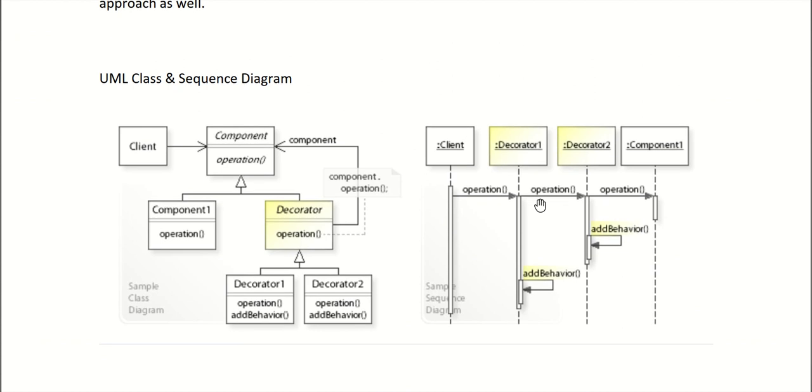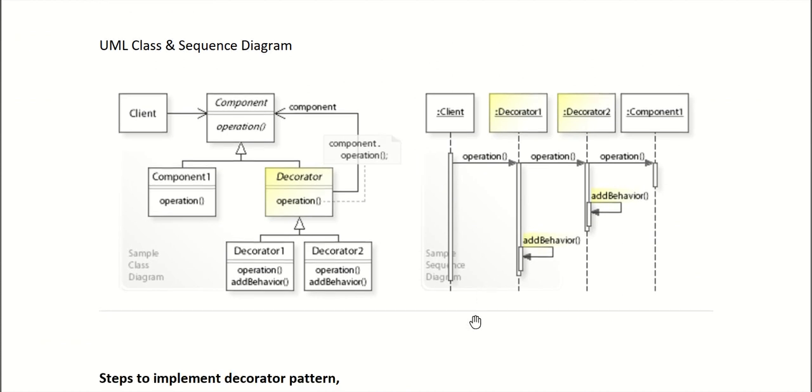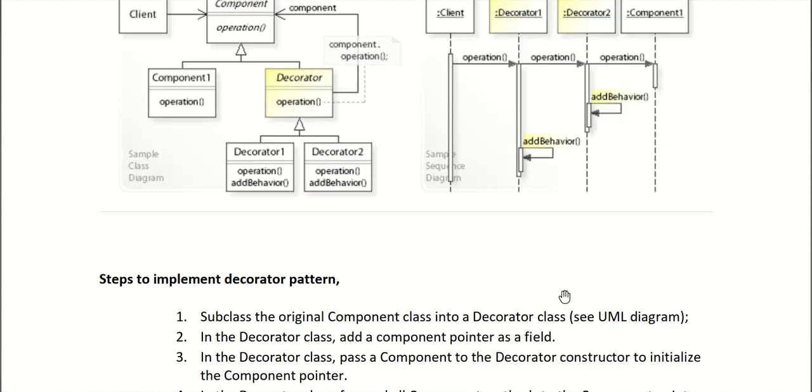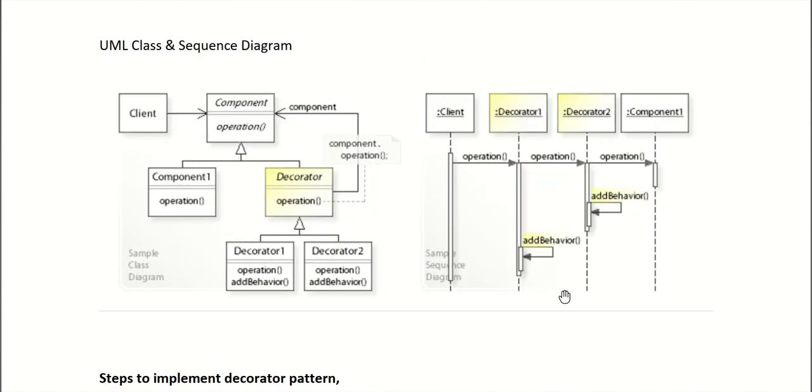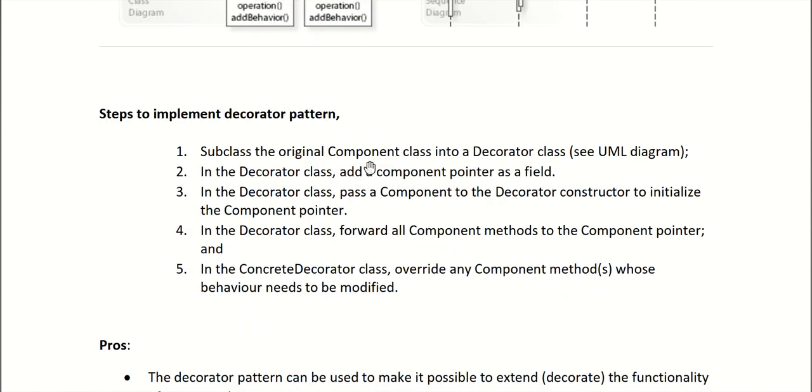So, UML class and sequence diagram. I'm going to explain in detail. So let's go to the steps to implement the decorator pattern. The first step: subclass the original component class into a decorator class.